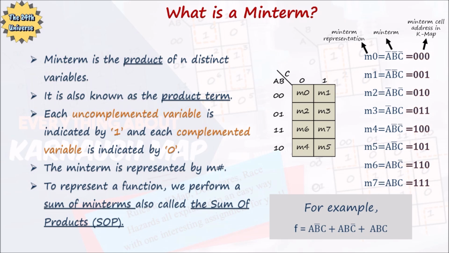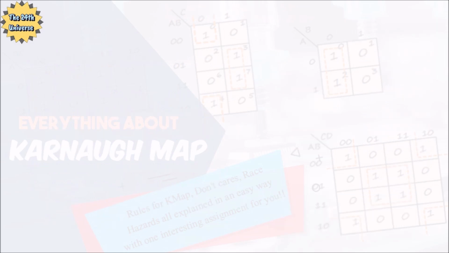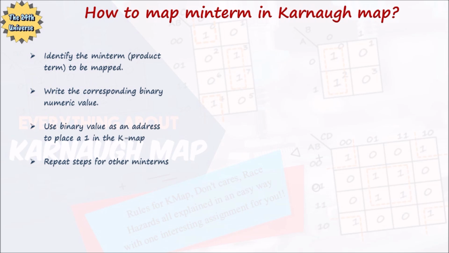Example, consider 3 variables a, b, c. In this function f, a b bar c, a b c bar, and a b c are the 3 minterms. How to map the minterm in Karnaugh map?